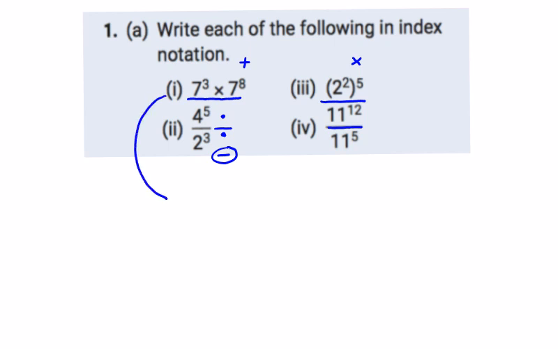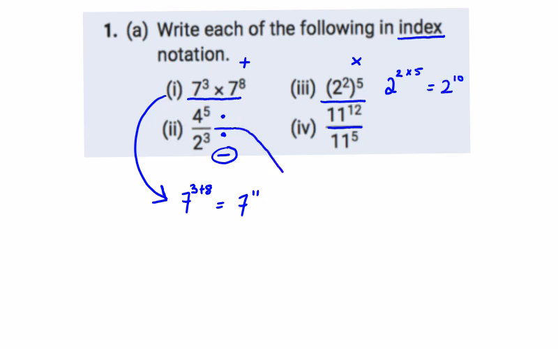So question 1, when we know the rules, 7 to the power of 3 by 7 to the power of 8 is 7 to the power of 3 plus 8. Show the examiner you know what you're doing. Write down 3 plus 8, so it's going to be 7 to the power of 11. This is index notation, it's still got a power. The second one, 2 to the power of 2 to the power of 5, is 2 to the power of 2, 5 times, so we could add 2 five times to get 10, or we could multiply 2 by 5 to get 2 to the power of 10.